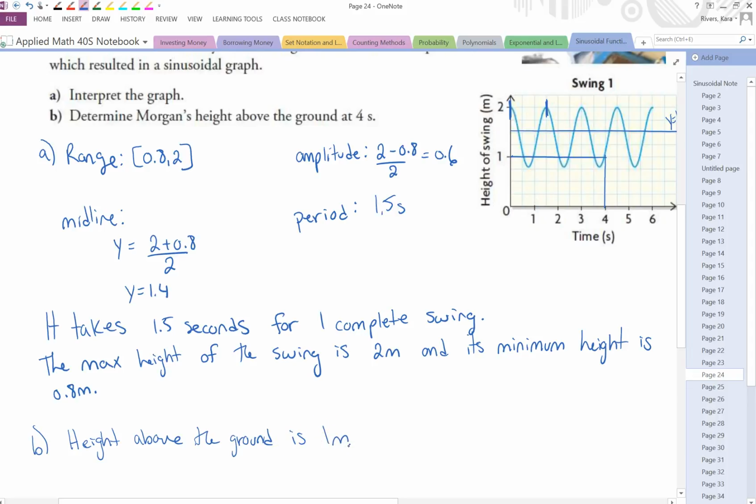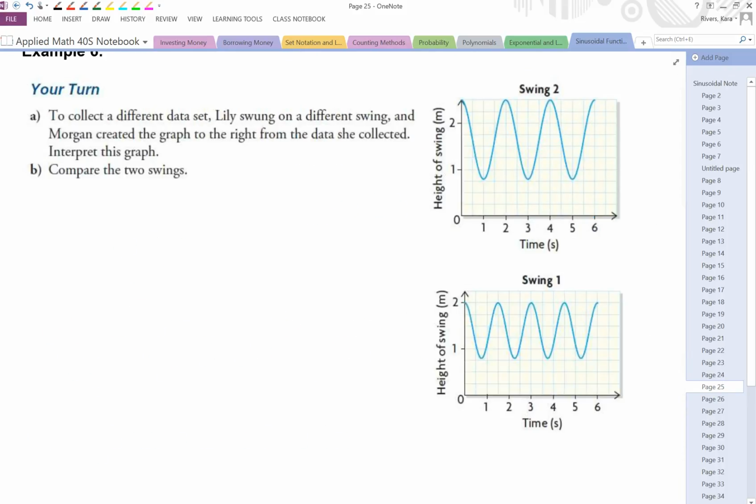Okay, let's take a look at example 6. In example 6, it says, to collect a different data set, Lily swung on a different swing, and Morgan created the graph to the right from the data she collected. Interpret this graph and compare the two swings. So I'm going to let you take a stab at this, so go ahead and try them out, and then come back and check your answers with mine.